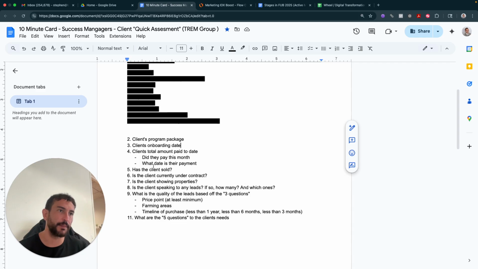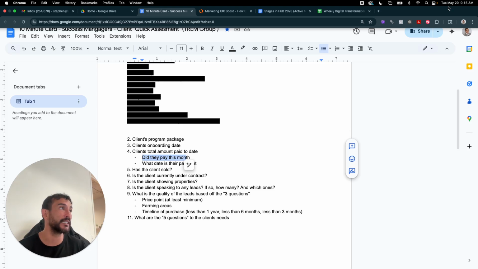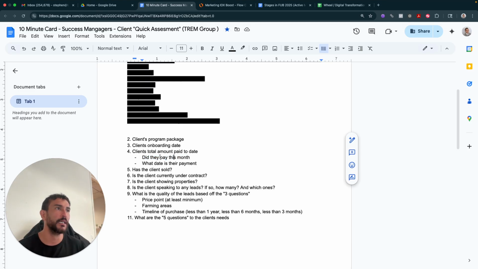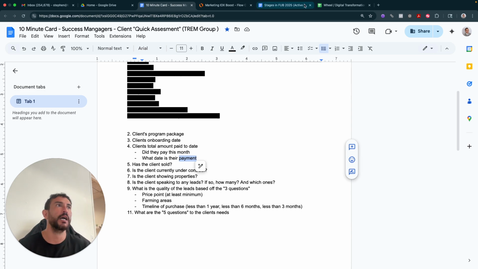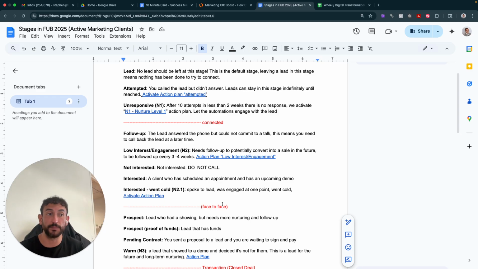So going back to the 10-minute card, this is quick information on being able to see how upset your client is. Client's total paid up to date. Did they pay this month? So May 20th, did that client pay? I believe they pay on the 17th. So what date is their payment? They pay on the 17th. So now I believe after this payment, they're almost at $20,000. And I don't even know if they're actually speaking to people or meeting anyone face to face.